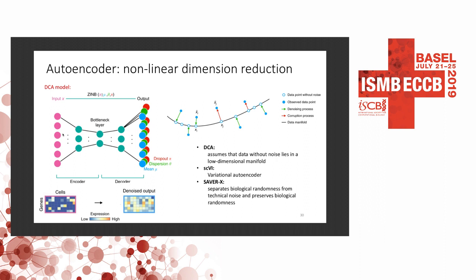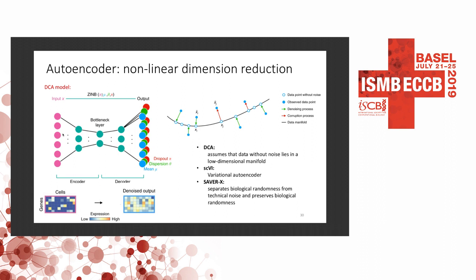And scVI is using another type of autoencoder. It has a similar graph, but it's using the variational autoencoder. Here the bottleneck layer has some randomness. I won't talk more about the details, but you can look at their paper. The variational autoencoder is a popular type of autoencoder in the deep learning literature.